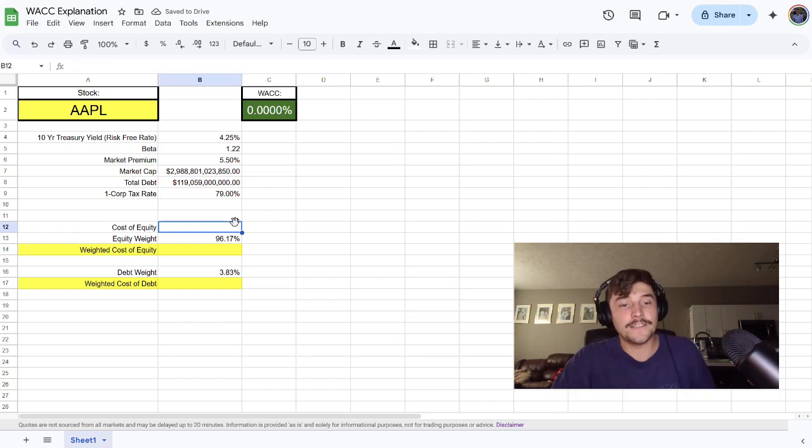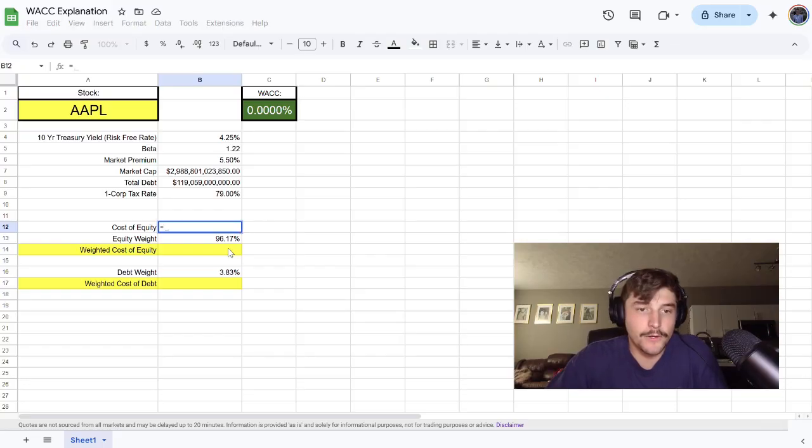Okay, so for cost of equity, we are going to use the CAPM formula for all you finance majors out there. And that formula goes like this. You're going to take the risk-free rate, and you're going to add the beta, and you're going to multiply by the market premium.